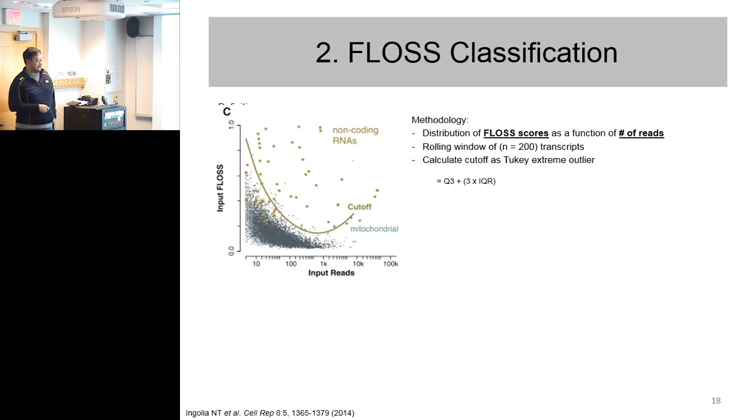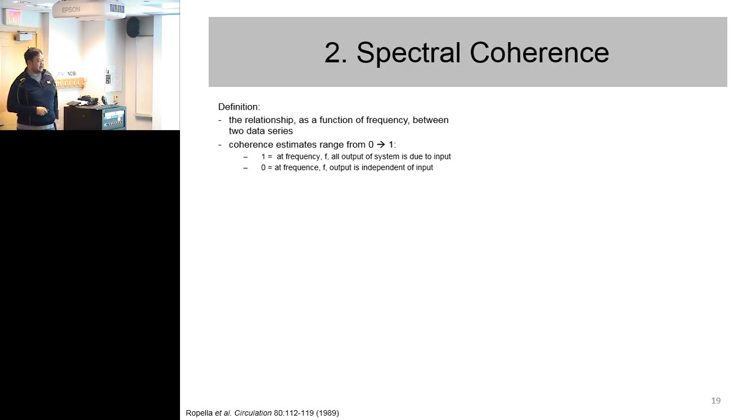I'll get to this a little bit more later, but just to give an idea of the algorithm that we developed, it's based on spectral coherence. Coherence, trying to keep this a little bit more high level, is basically the relationship as a function of frequency between two data series.